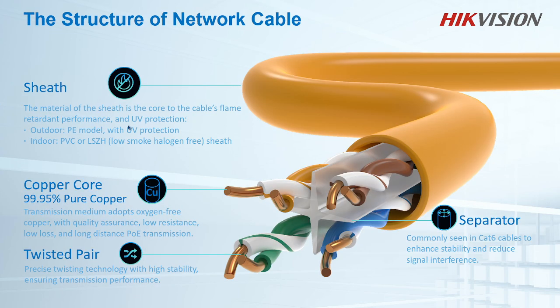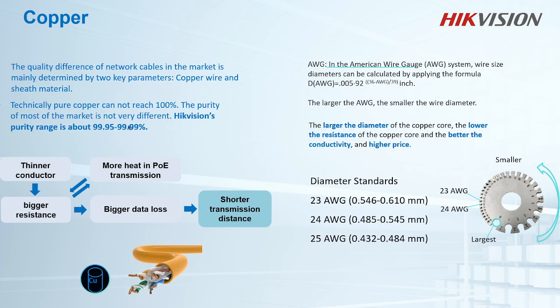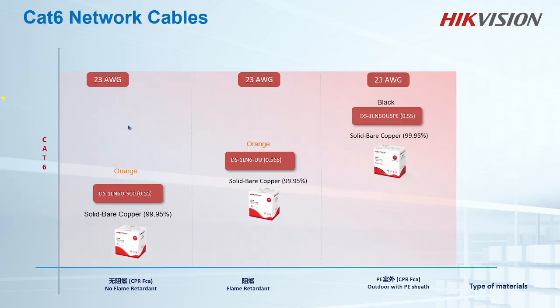The cable has a sheath with UV protection. Then you have copper purity up to 99.95%, the twisted pair, and a separator for this cable. Remember, the thicker the cable, the better the conductivity and the lower the resistance and impedance. The cable will have less resistance when it's more pure and thicker.